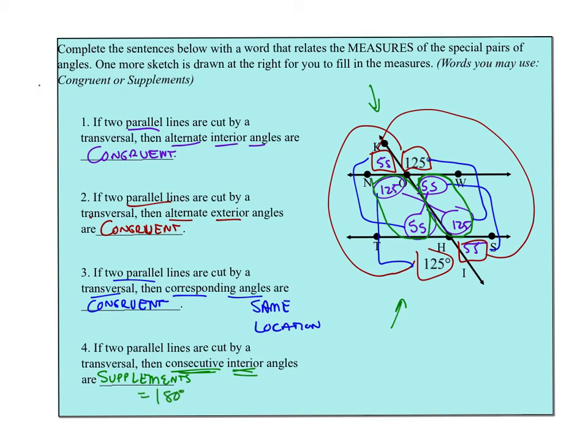That's going to be the only situation. The other three are congruent. Okay, but in that unique situation, that's going to be the one where it adds up to 180.